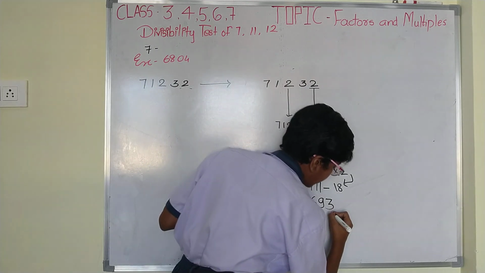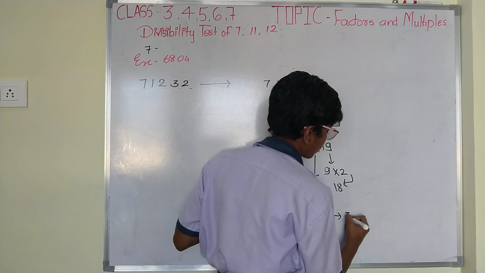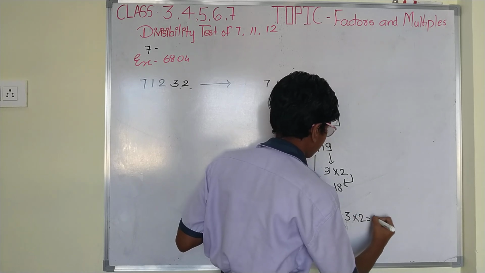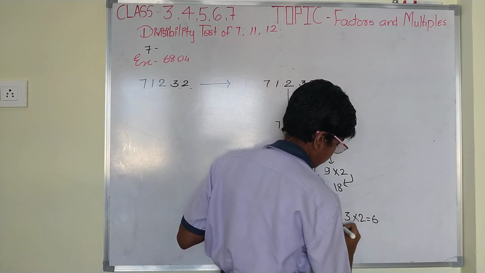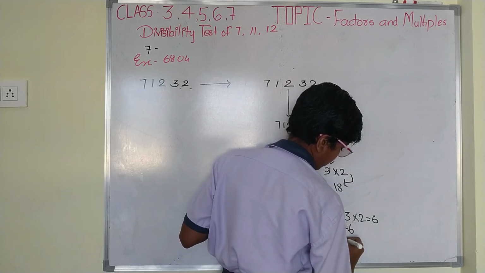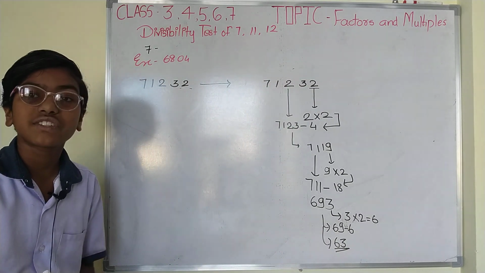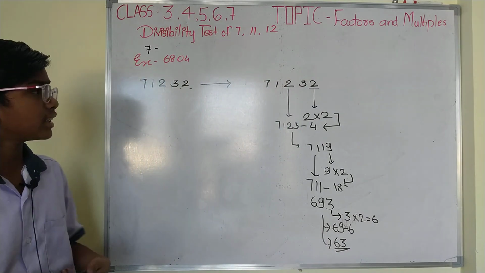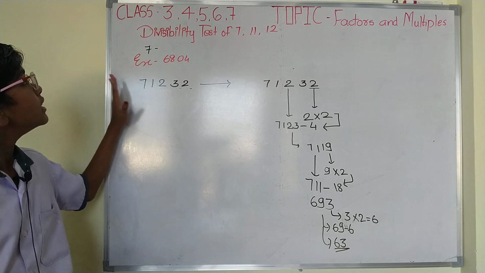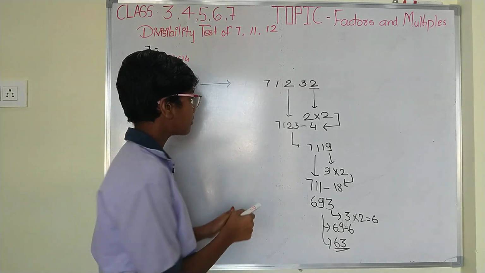So I'll multiply 3 2s are 6, 3 into 2, so 69 minus 6 equals 63, which is divisible by 7. 63.